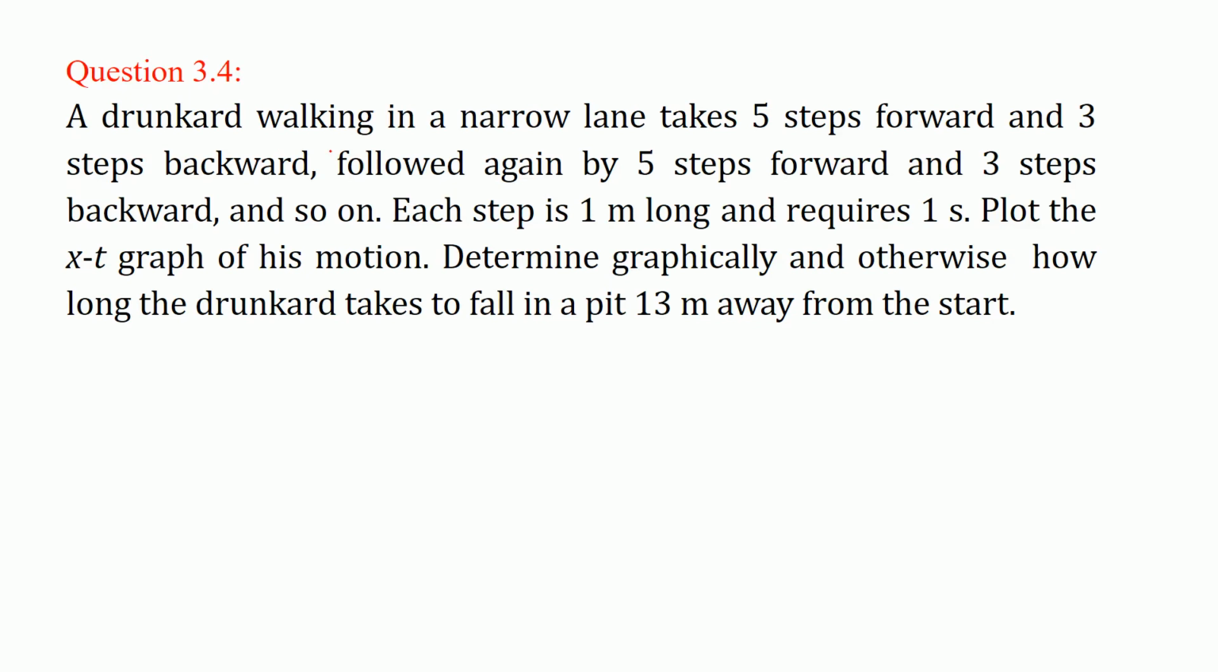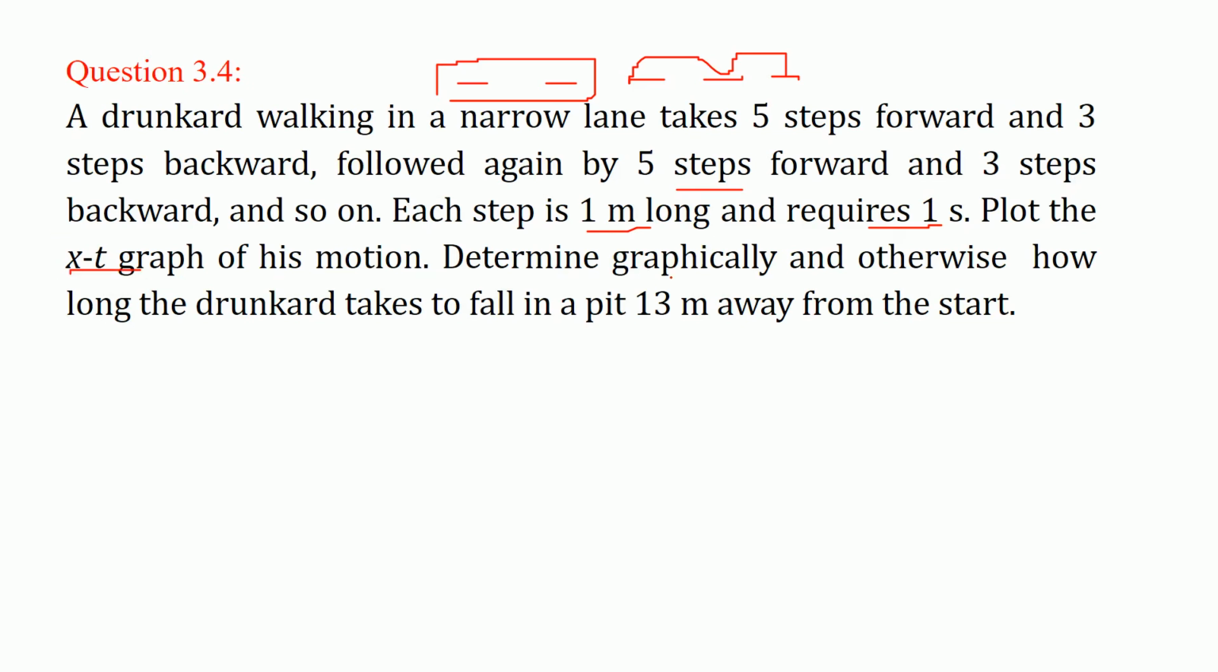A drunkard walking in a narrow lane takes 5 steps forward and 3 steps backwards. So 1, 2, 3, 4, 5 he takes forward and he comes back 1, 2, 3. So eventually he is taking only 2 steps per walk, moving forward and backward. This happens again and again. Each step is 1 meter long and it requires 1 second. So 1 meter, one step, 1 second. We have to plot the x-t graph of the motion.